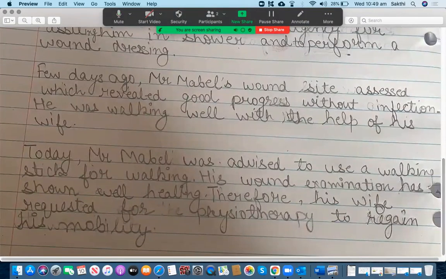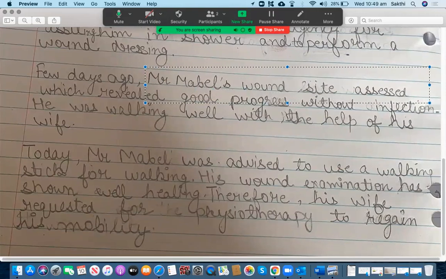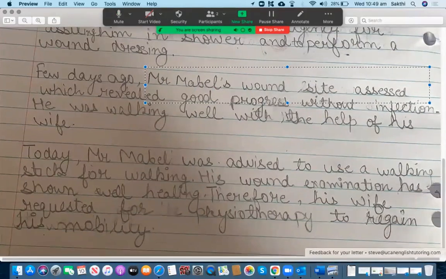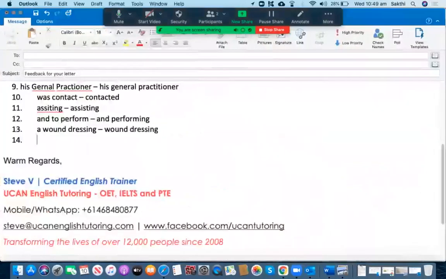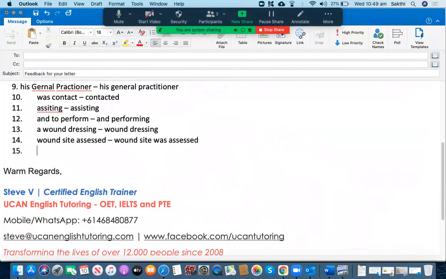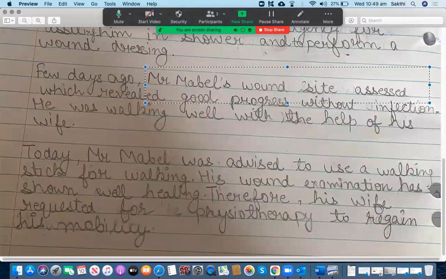Okay. Few days ago, Mr. Mabel's wound site assessed, which revealed. Okay. Mr. Mabel's wound site was assessed. Because the wound site cannot assess itself, isn't it? It was assessed. So wound site was assessed. Okay, that's what we have to write down. Wound site was assessed, which revealed good progress without infection.